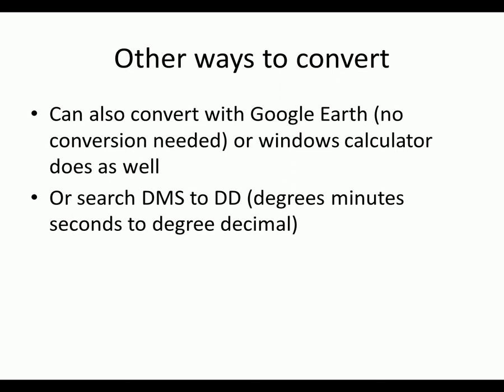Windows Calculator also does it as well. Windows Calculator is called DMS. DMS to DD stands for degrees, minutes, and seconds to degrees decimal. So you can do it with Windows Calculator as well. So a lot of different ways to convert this stuff. And you need that for this project. We do need DMS.